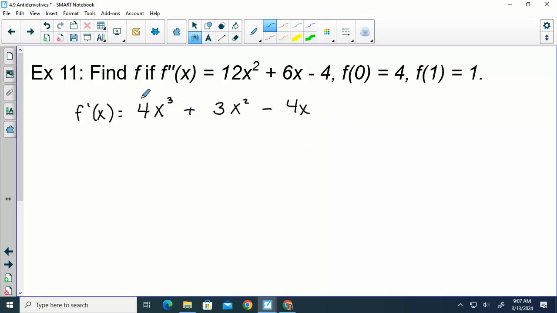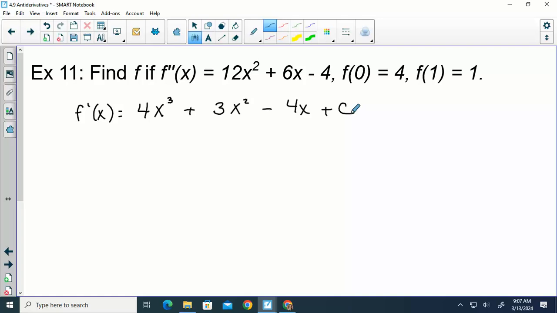Okay, nice thing about this, we can always check with doing our derivatives. If you bring that 3 down, you get 12x squared. Bring that 2 down, you get 6x. The derivative of x is 1, so that would give us a -4. The other thing we need is plus c, because we know the derivative of any constant is 0. So when we're doing antiderivative, we have that constant.